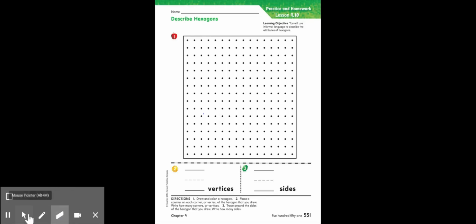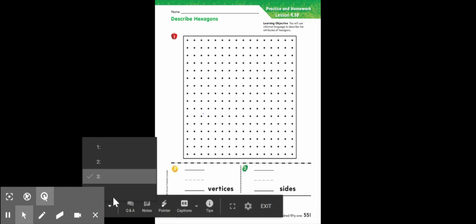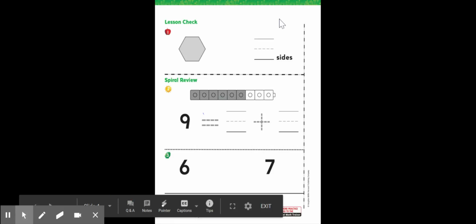And lastly, we are moving right through to our last page, a little lesson check and a spiral review. Here we have a picture of what shape? You guessed it, a hexagon. You'll just write the number of, oh, I don't know this word by sight, but I see the letter S at the beginning. Oh, I think they're asking how many sides a hexagon has. Perfect. Then we have our spiral review.